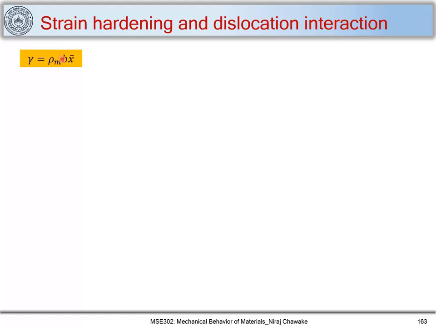Now let's consider if b and x bar are constant. When I increase plastic strain, it implies that rho M should increase if b and x bar are constant. So you can say that when plastic strain increases, there will be a dislocation density increase. So you have mobile dislocation density, which increases with an increase in plastic strain.